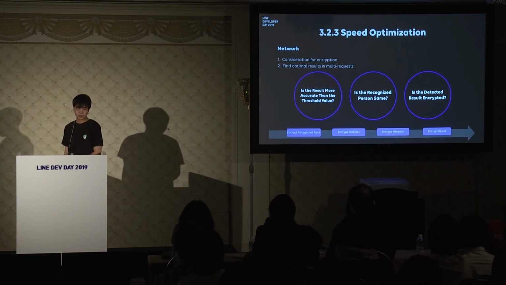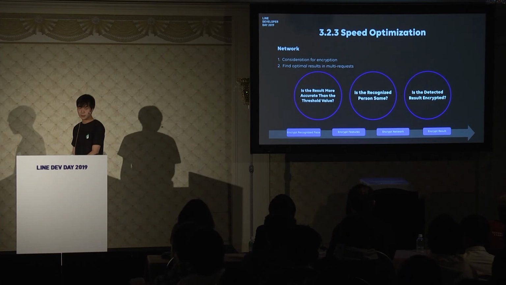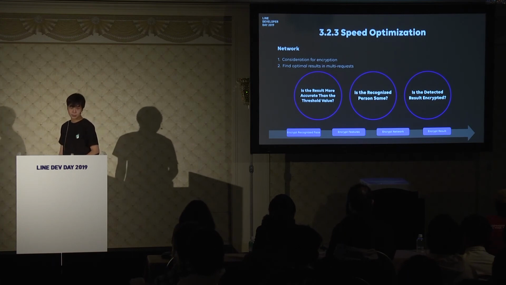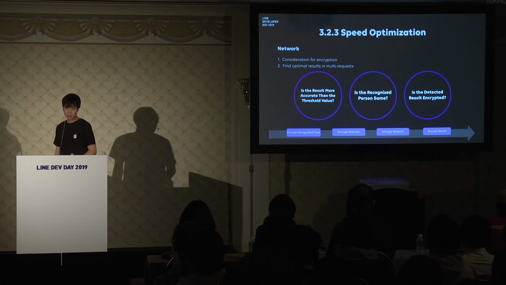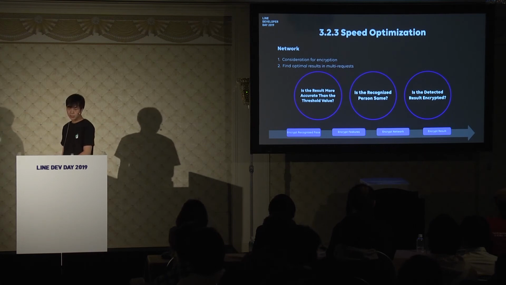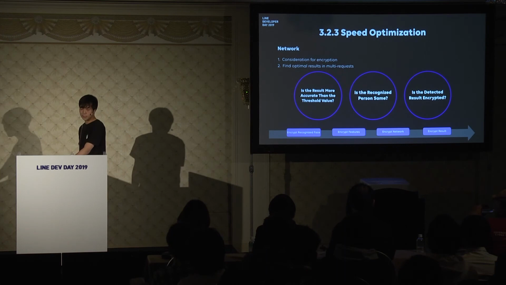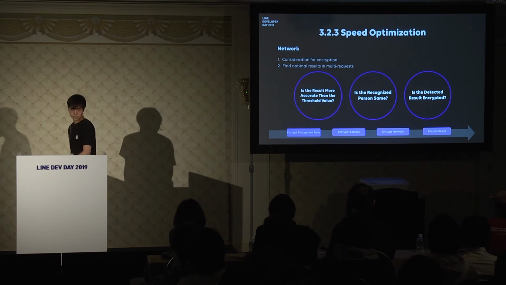It can be difficult to get the best result from a single server result because we use dynamic frames, so we get the best results from multiple requests. For multiple requests, checks have to be applied. Is the result more accurate than the threshold value? Is the recognized person the same? Or is the detected result encrypted?